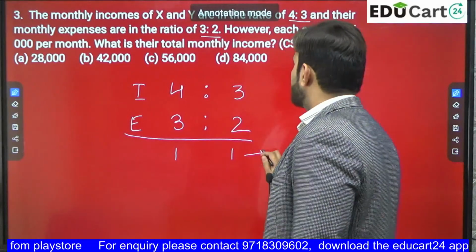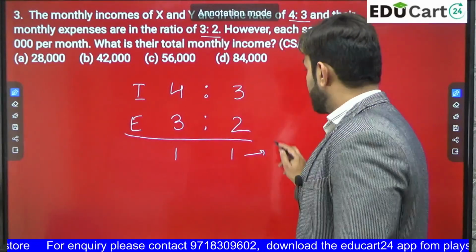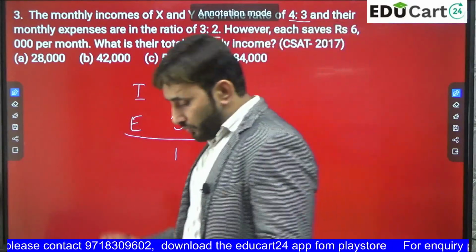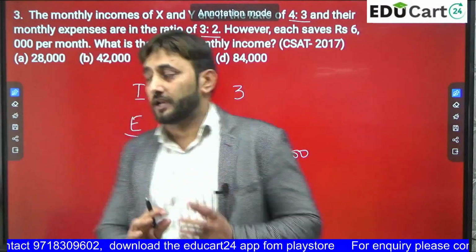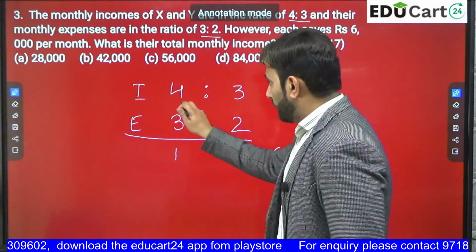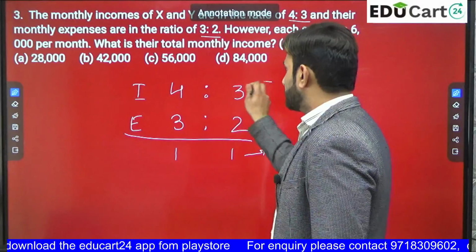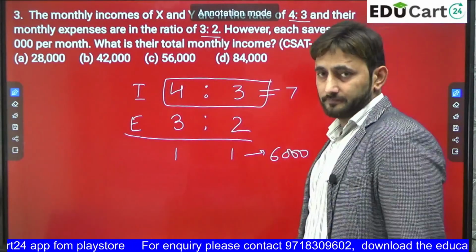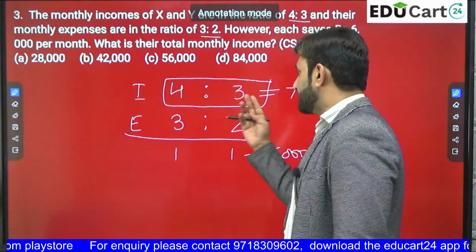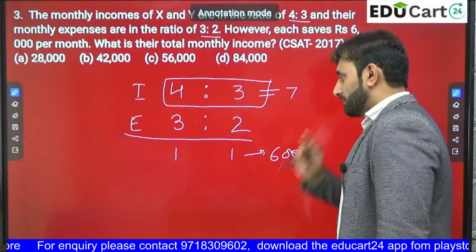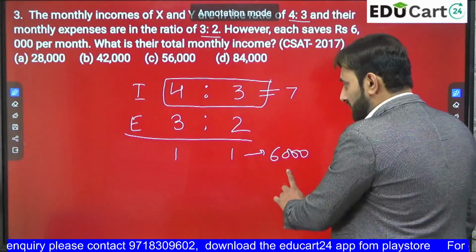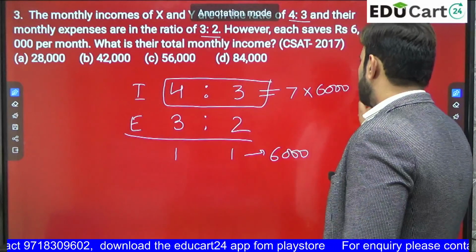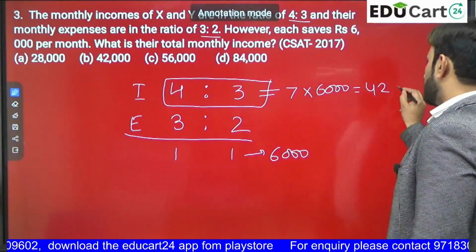And this one part is equal to how much? One part is equal to 6,000. We have to find their combined income. Now A's income is 4 parts, B's income is 3 parts. My dear, can I say their combined income will be 7 parts? One part is equal to 6,000. So 7 parts will be 7 into 6,000. It is equal to 42,000 rupees.